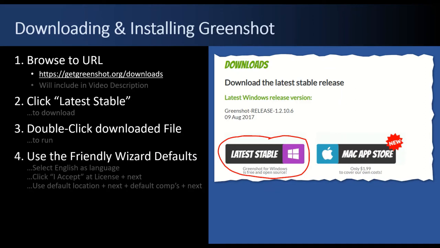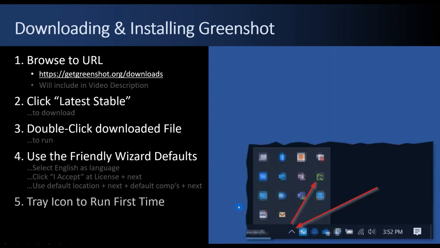And then use the friendly wizards just to walk through all the selections and use defaults as you go along. Select English as the language, click the I accept the license window, click next. Use a default location unless you want a path that's different, click next. There's a bunch of different components. Just go with the default components unless you want them all or have custom ones that you want. Click next, walk your way through the wizard.